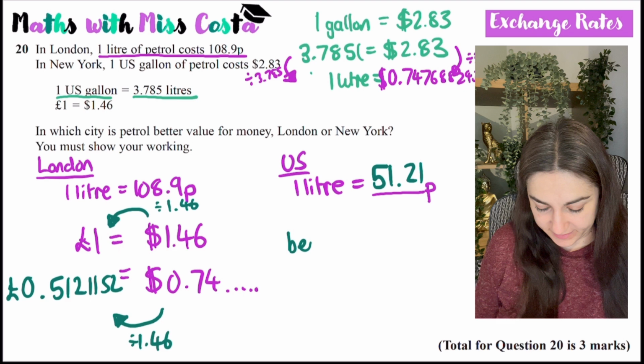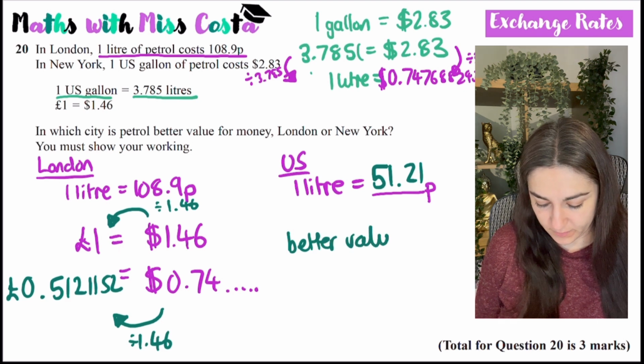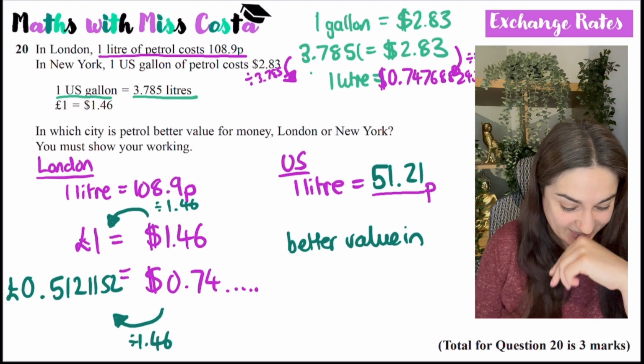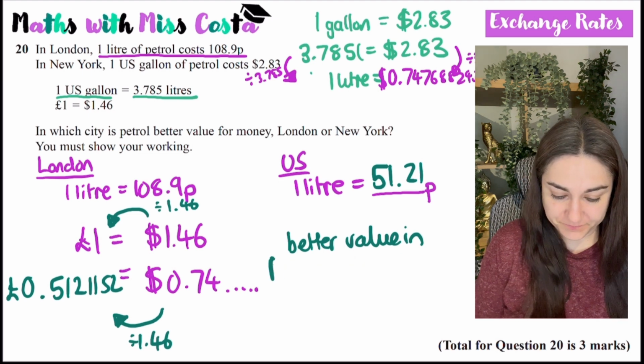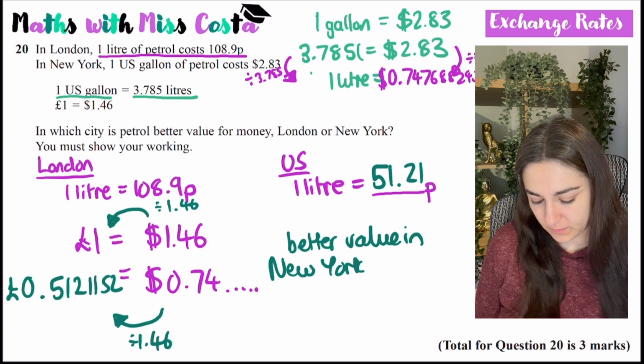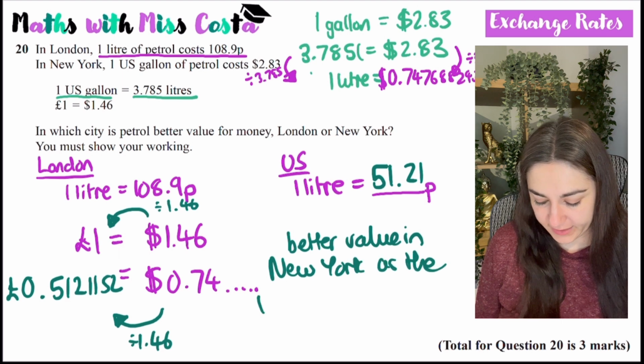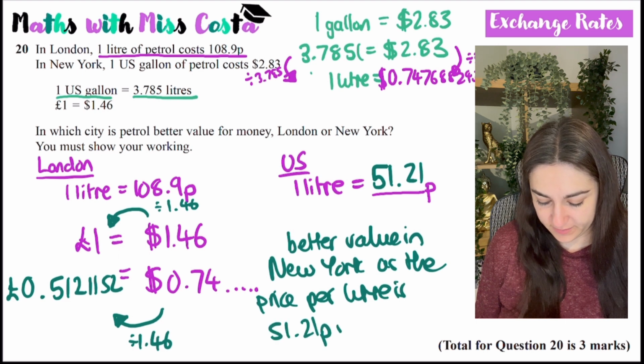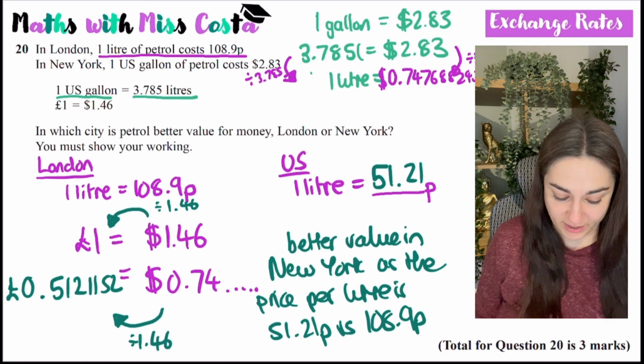So it's better value in New York, as the price per litre is 51.21 pence versus 108.9 pence, almost half price.